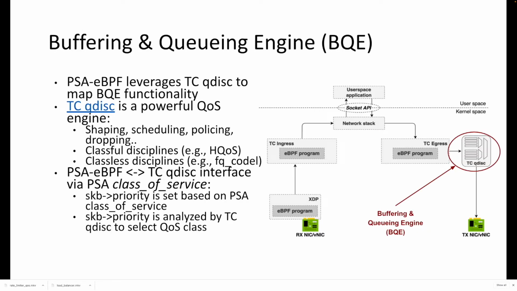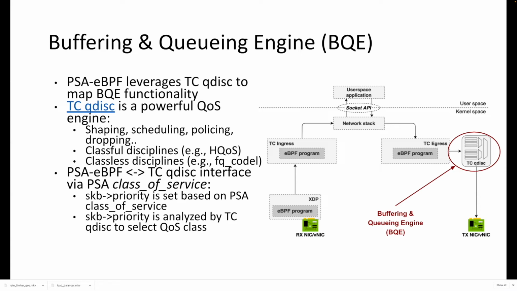Finally, I will show how we map the buffering and queuing engine to the eBPF subsystem. In fact, the PSA eBPF leverages TC qdisc to map this functionality. The TC qdisc is a powerful QoS engine that is provided by the Linux kernel, and it gives a way to perform traffic shaping, scheduling, policing, or dropping, depending on the TC qdisc configuration. A user can configure classful disciplines such as HQoS or a number of classless disciplines. Therefore, the TC qdisc provides a full spectrum of different QoS policies that a P4 developer can use and apply to the packets processed by the PSA eBPF programs.